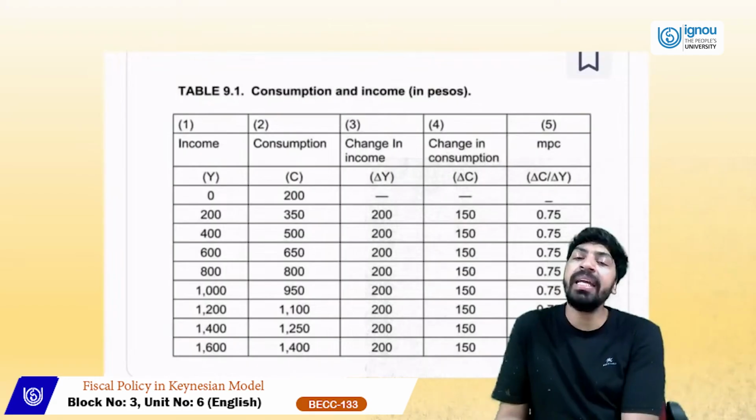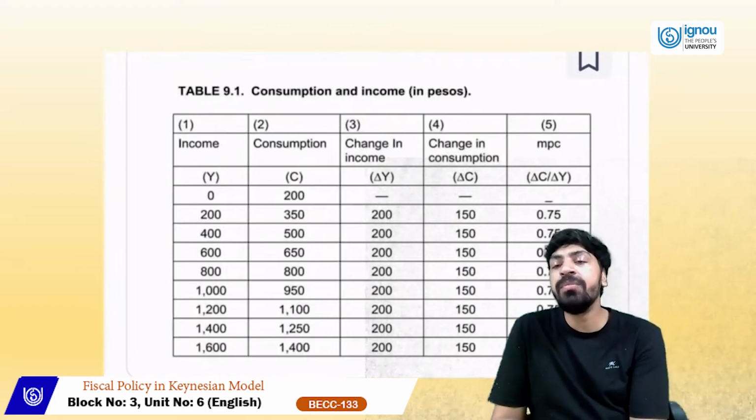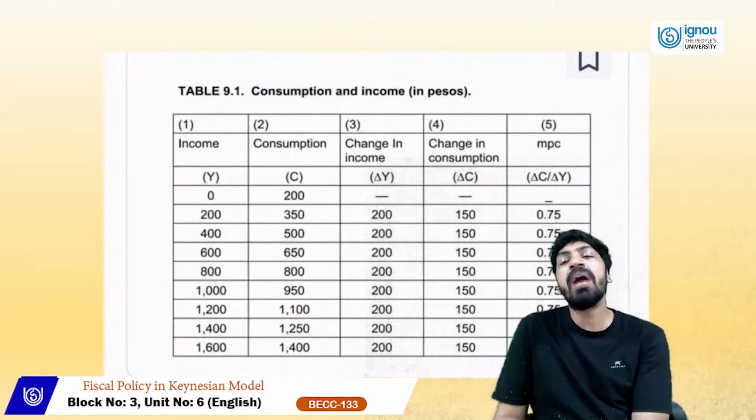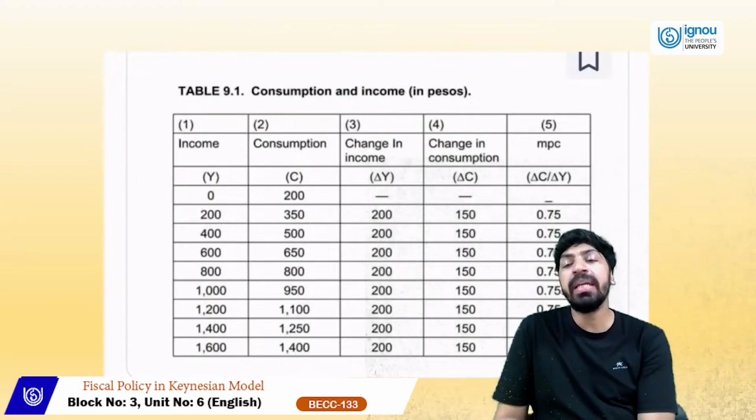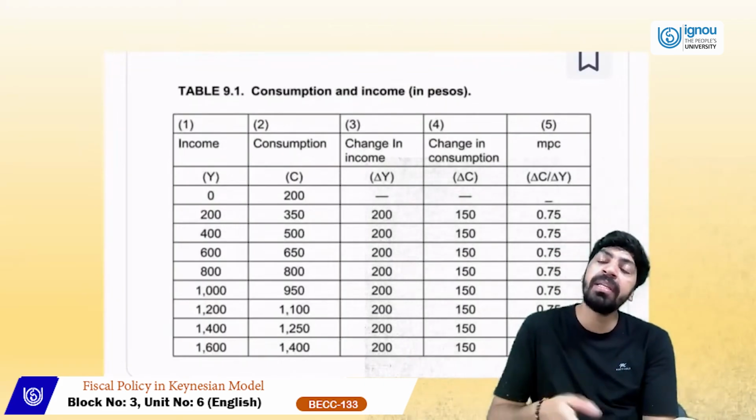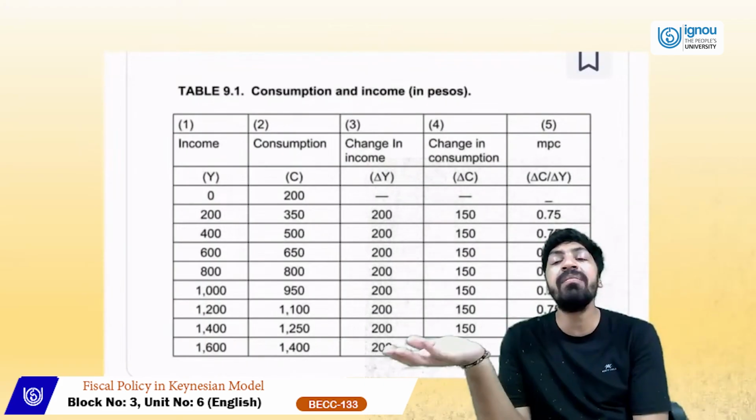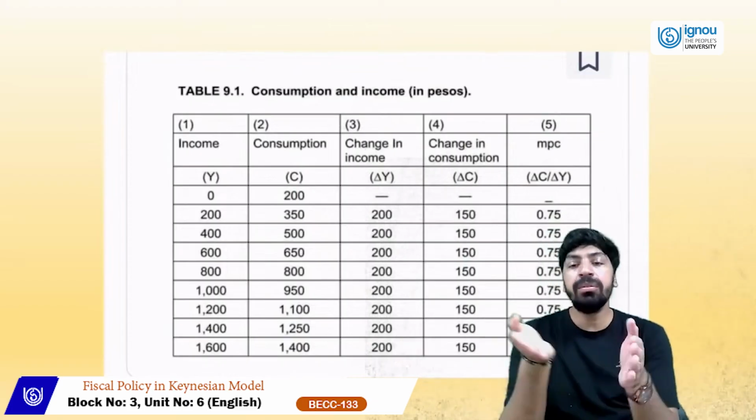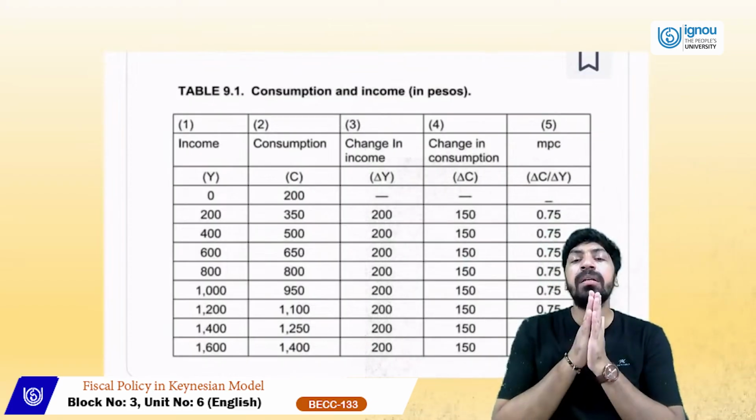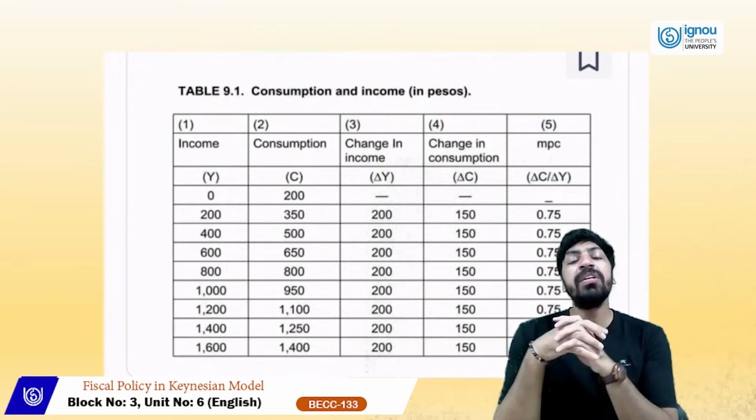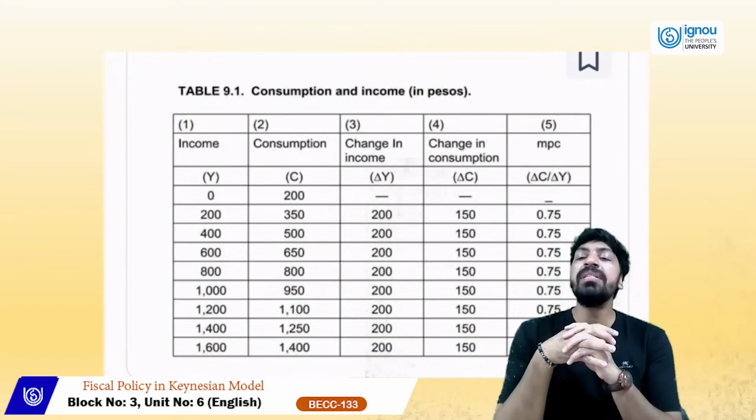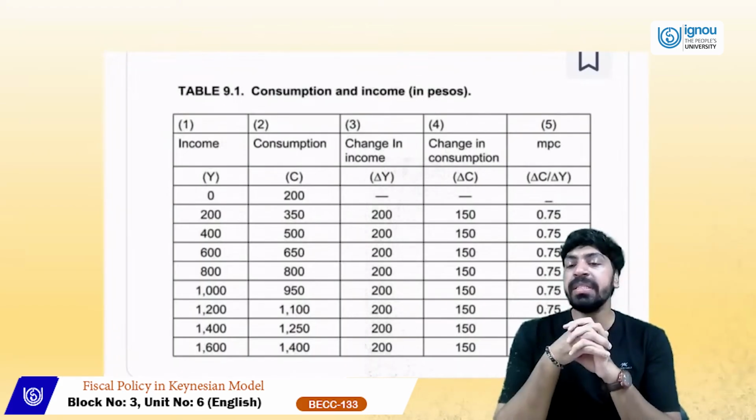Once you calculate the change in income and change in consumption, you can easily calculate the marginal propensity to consume, which says that consumption is dependent upon income. If there is a change in income, or the income increases, your spending level will also increase. And when income remains the same and consumption remains the same, automatically the MPC will also remain the same.